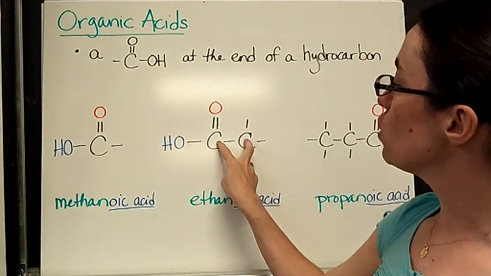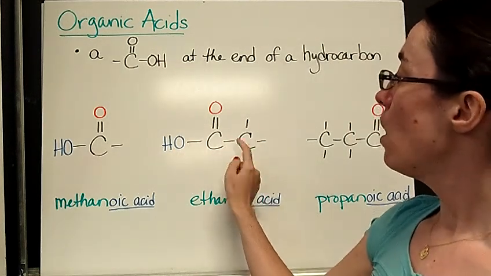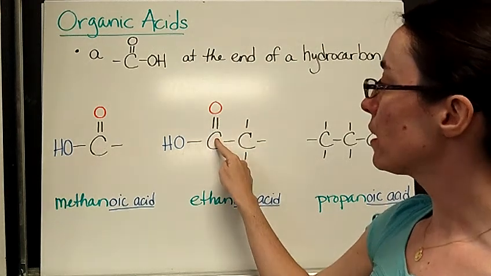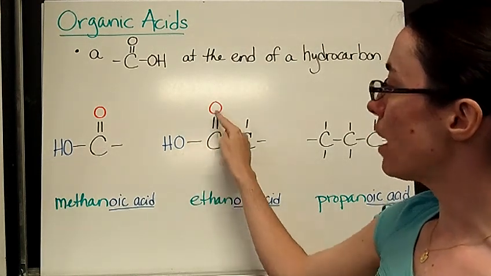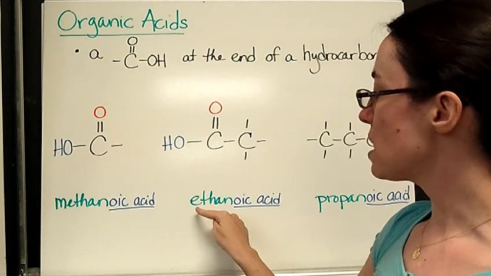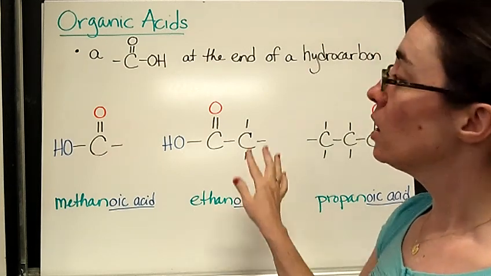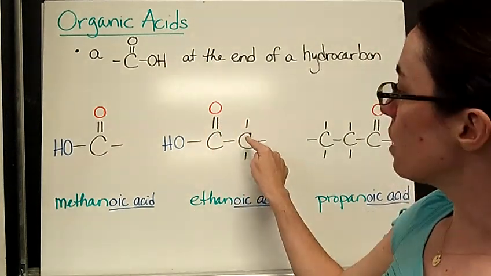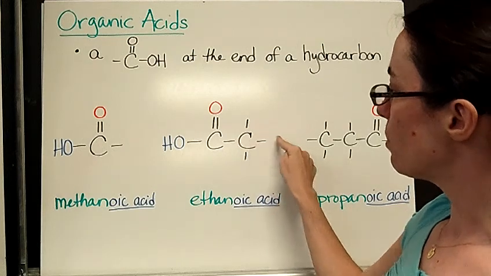This next one was a 2 carbon chain. We picked one of our carbons, attached both of the oxygen groups to it, and so this became ethanoic acid. We could also draw the mirror image of that so that the double bonded O and the OH end up over here.